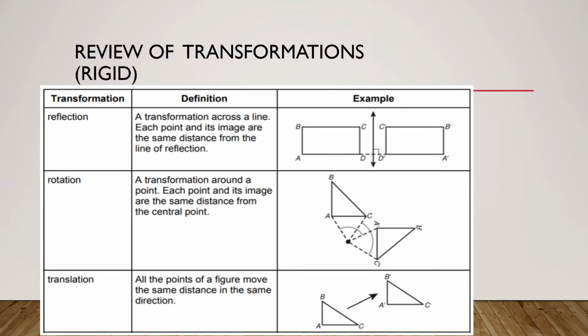So first we had the reflection. With the reflection, we go across the line and they're the same distance. It's kind of like you're flipping that pancake. A rotation goes around a point, so that's when we're kind of twisting it. And then a translation, we move the same distance, so that's kind of like a slide. So we have the flip, the turn, and the slide.